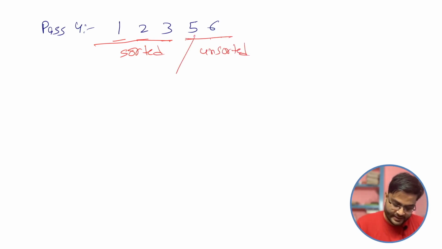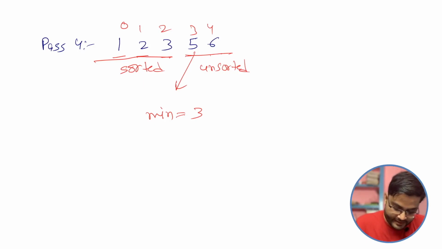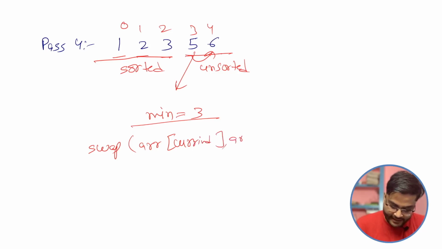Again take this as minimum. So my minimum is 0, 1, 2, 3, 4. My minimum is 3. Now compare this with the next index. So 5 is less than 6, yes, so no need to update the minimum. Now after this I will swap the array of current index with the array of minimum index. So I will swap 5 with 5, so it will be 5 only, right?